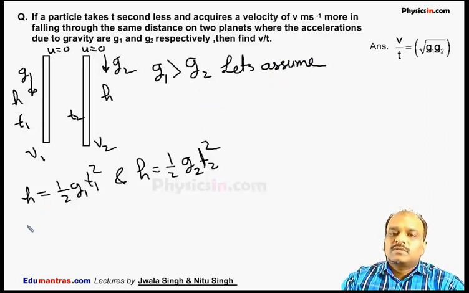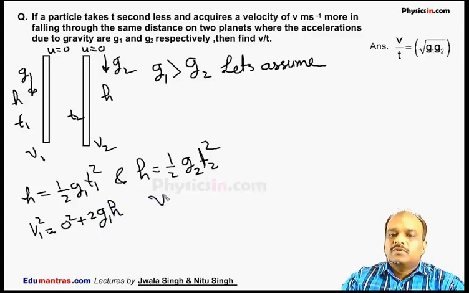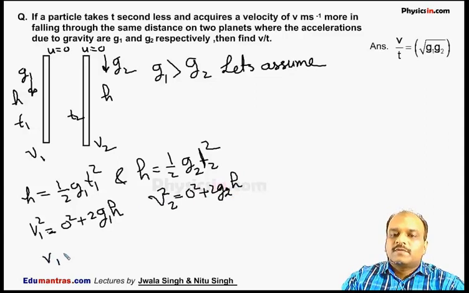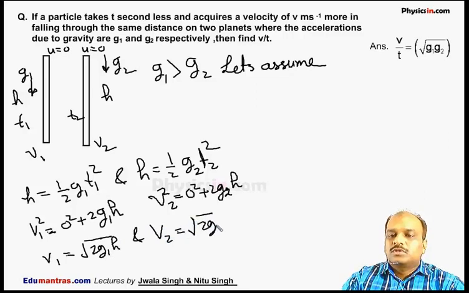Now we can also say v1 square is equal to 0 square plus 2 g1 h, and v2 square is also equal to 0 square plus 2 g2 h. So from here we can say v1 is equal to root over 2 g1 h, and v2 is equal to root over 2 g2 h.